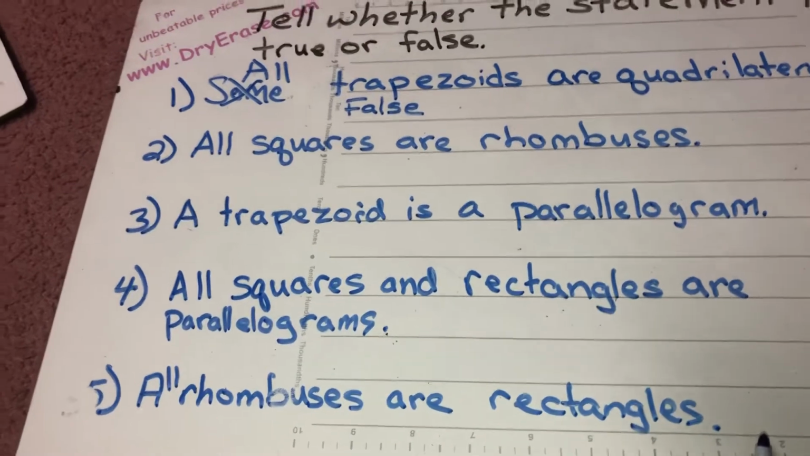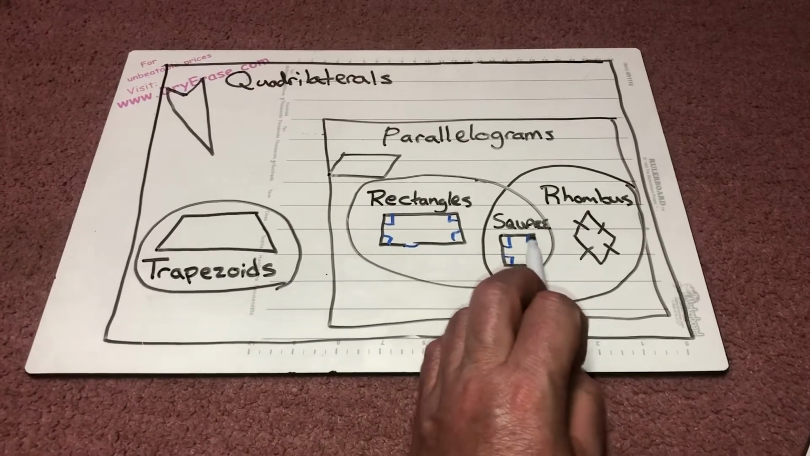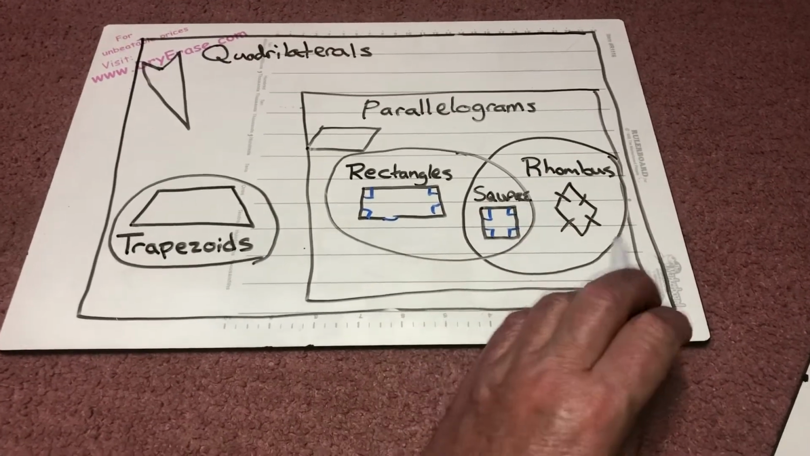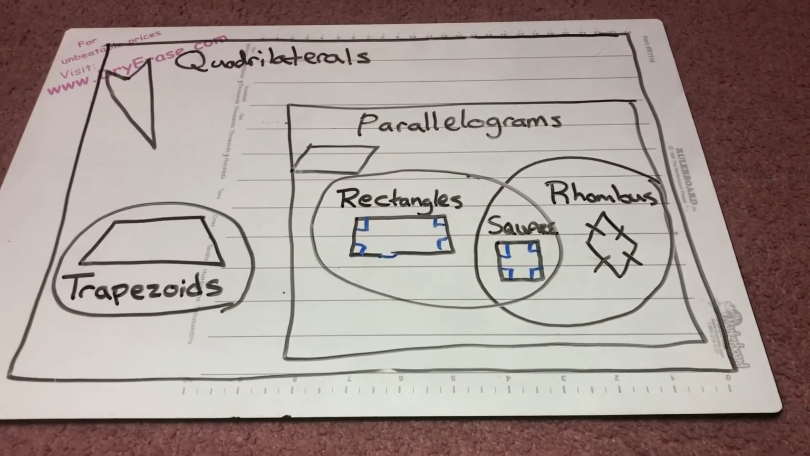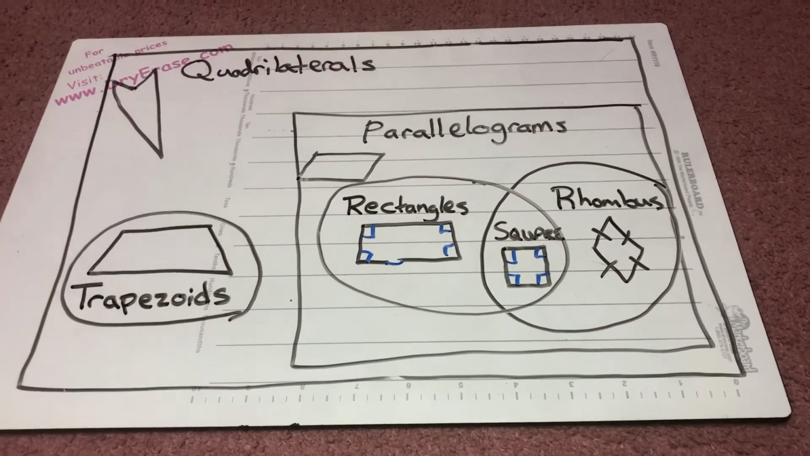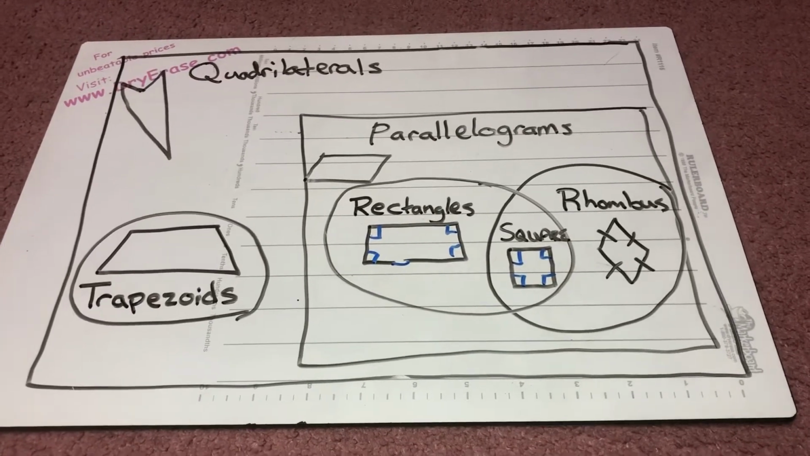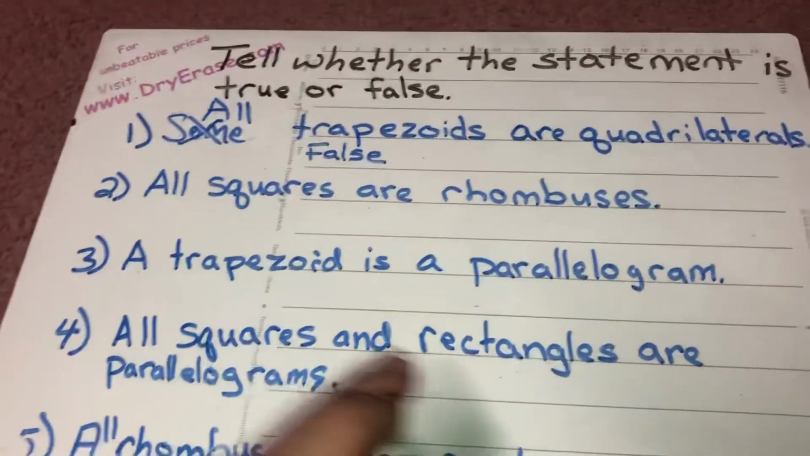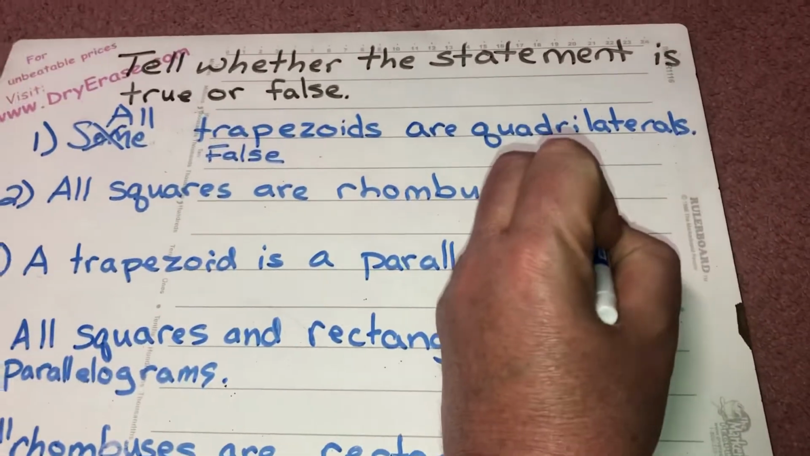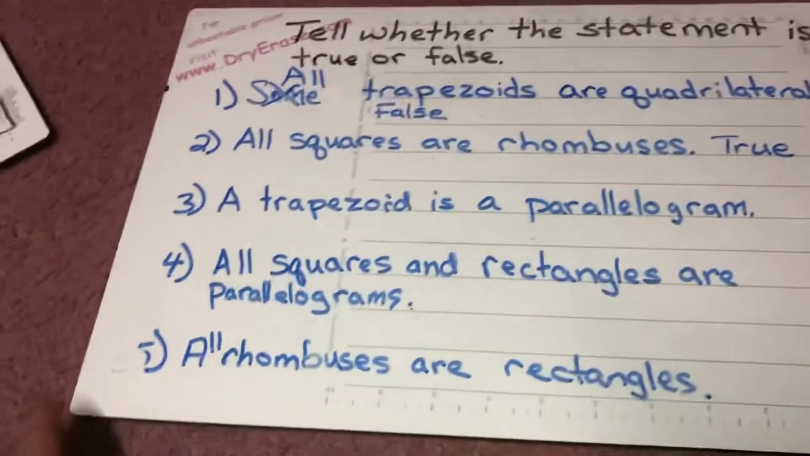Now, here it says all squares are rhombuses. Well, if I look here, I see a square, and the whole square fits in the rhombus circle. And that makes sense, because in a square, all 4 sides are congruent. They're all the same length, and that is the definition of a rhombus. A rhombus has 4 congruent sides. So yes, it is most definitely true that all squares are rhombuses.